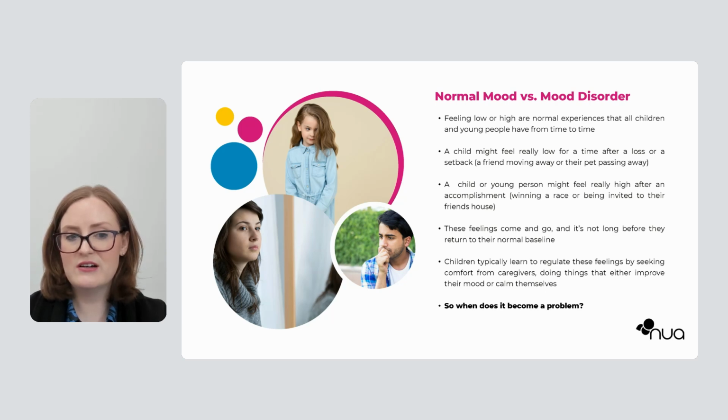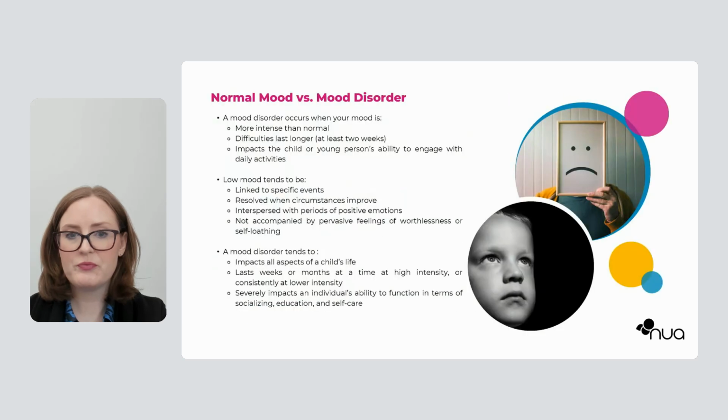Children typically learn to regulate these feelings by seeking comfort from caregivers or parents, doing things that either improve their mood or calm themselves. So, when might it become a problem? A mood disorder occurs when your mood is more intense than normal, when difficulties last longer, so for at least 2 weeks, where it impacts the child or young person's ability to engage with daily activities.